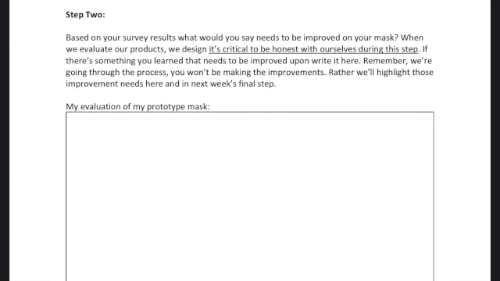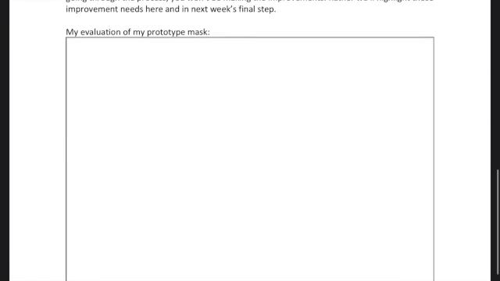It says, based on your survey results, based on what the people tell you, what do you think needs to be improved on your mask? This is how we evaluate it. So if you have a person who tells you some things that could be better, don't be offended by it. Remember, we're in the testing phase, and that's just a prototype.